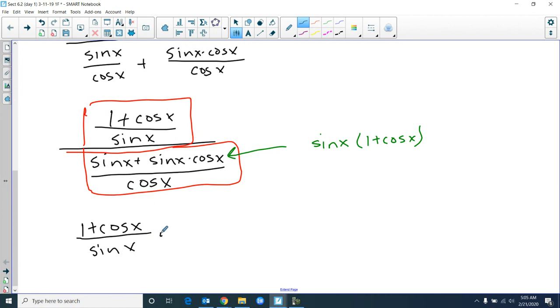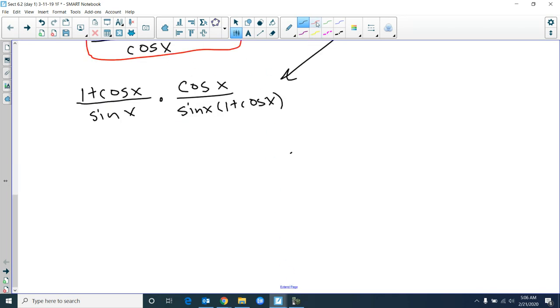Okay, multiply, flip the bottom one. That means the cosine of x will go in the numerator. And then I get sine of x times 1 plus cosine of x, because we factored that out. All right, now we're always looking for things to cancel. I can cancel this 1 plus cosine of x with 1 plus cosine of x. We're left with cosine of x from right here, and then I've got sine of x times sine of x, which is sine squared of x.